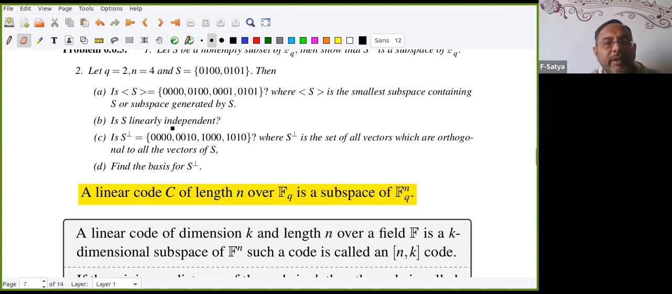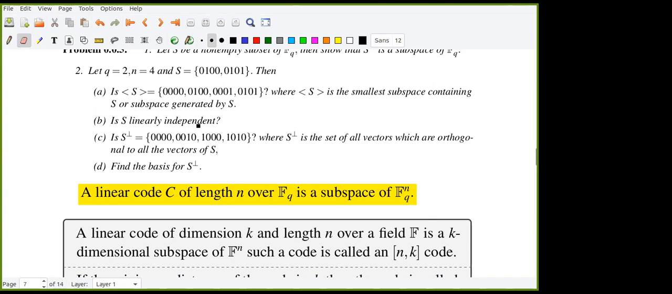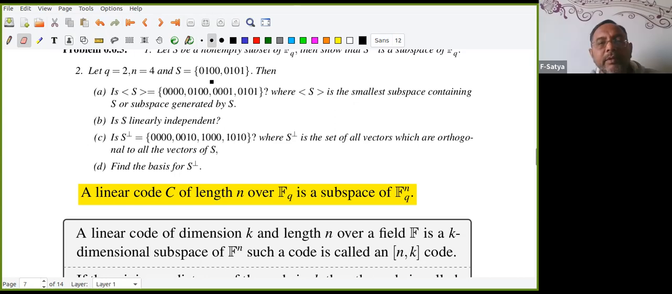It's a smaller subspace. Is S linearly independent? Yes, sir. So is S-perp this one? What are the vectors which are perpendicular to this? Correct? Are you sure that it is the S-perp? That is the question.